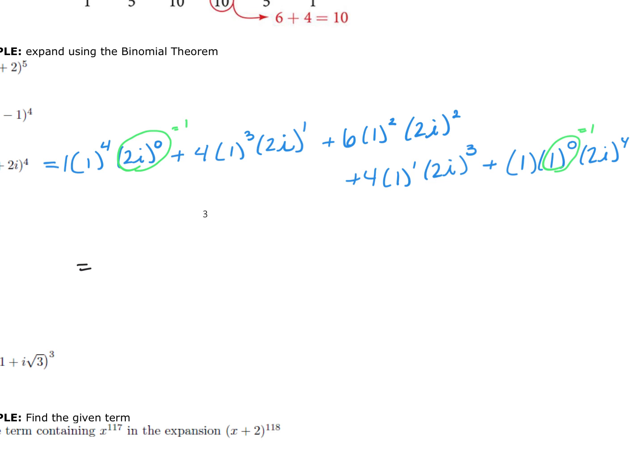So my first term is just going to be 1 times 1 to the 4th, which is just 1. Here I have 4 multiplied by 1. This is 2 to the 1, i to the 1. So I'm going to have 4 multiplied by 2, which is 8. So plus 8i. All right. This is 2 squared, i squared. Now 2 squared is 4, i squared is negative 1, so this is negative 4. So this portion is negative 4. I need to multiply it by 6 and then multiply it by 1 squared, and so I'm going to get minus 24.